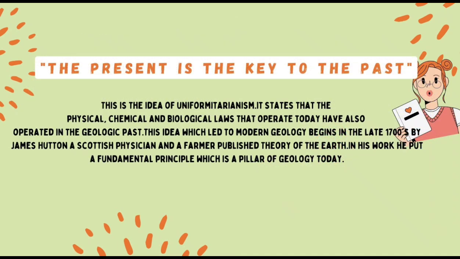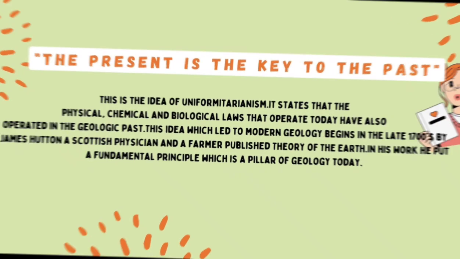The present is the key to the past. This is the idea of uniformitarianism. It states that the physical, chemical, and biological laws that operate today have also operated in the geologic past. This idea, which led to modern geology, began in the late 1700s when James Hutton, a scientist and a farmer, published Theory of the Earth. In his work, he put forward a fundamental principle which is a pillar of geology today.